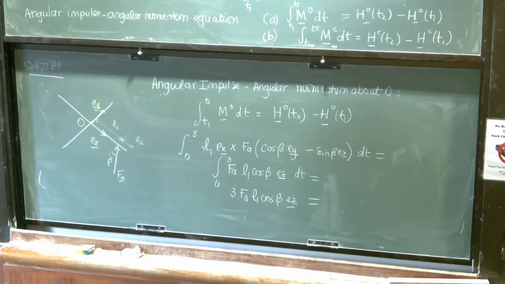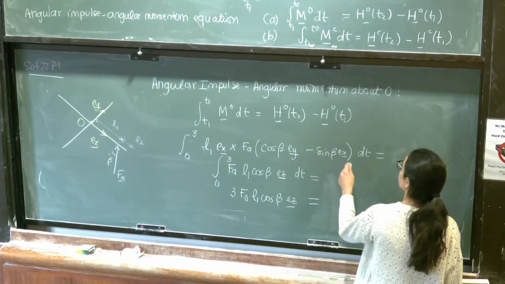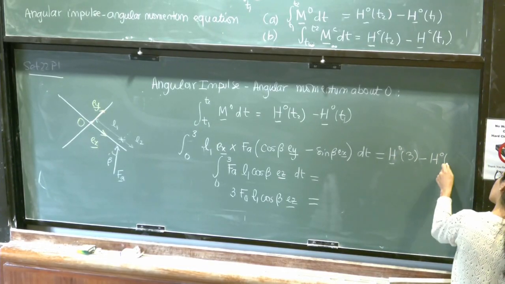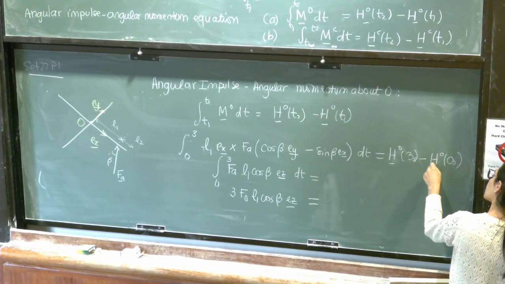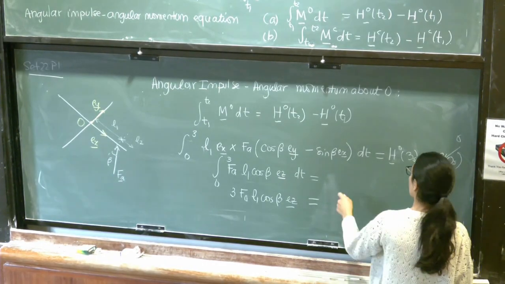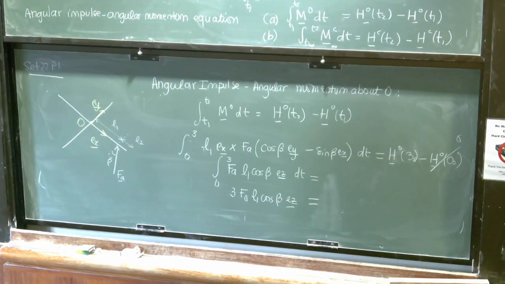What is the initial angular velocity of the system? 0, right? So what is the initial angular momentum of the system at t equals 0? 0, right? So this term is 0 because the system starts from rest. So I'm left with the angular momentum at t equals 3 seconds, and that's this, where omega is what I need to find.